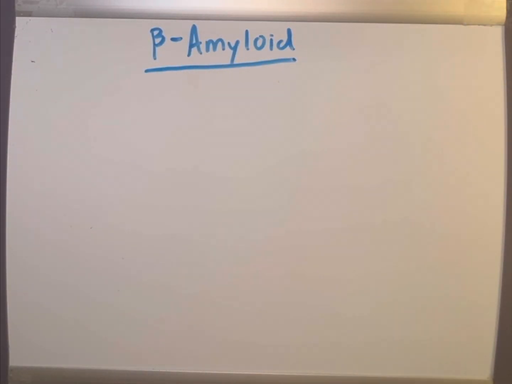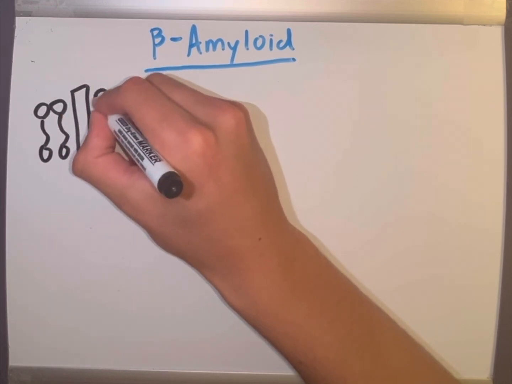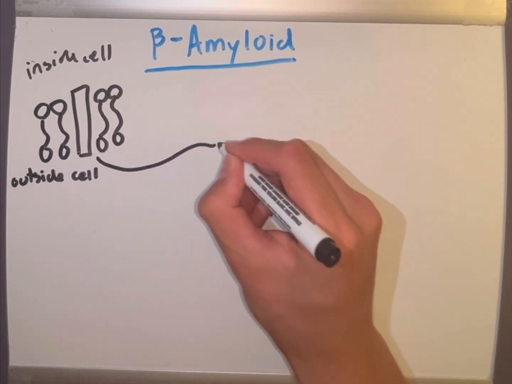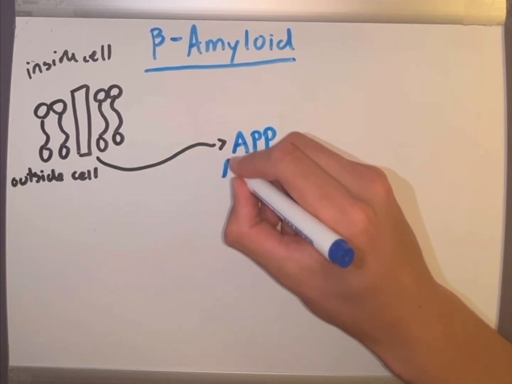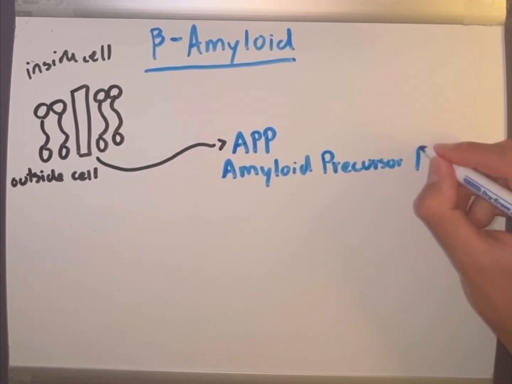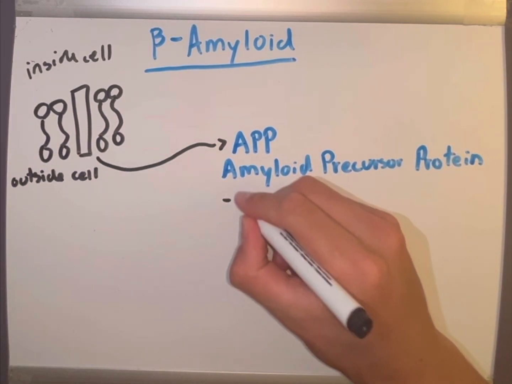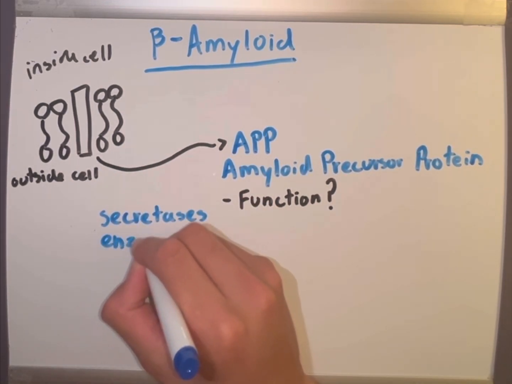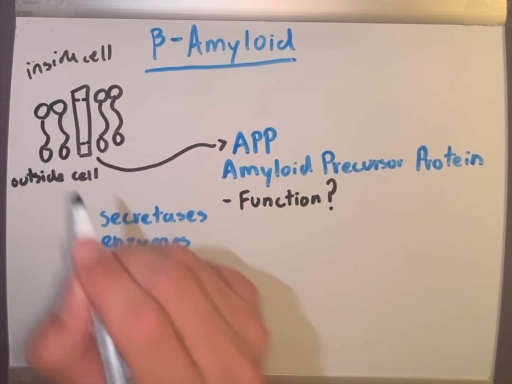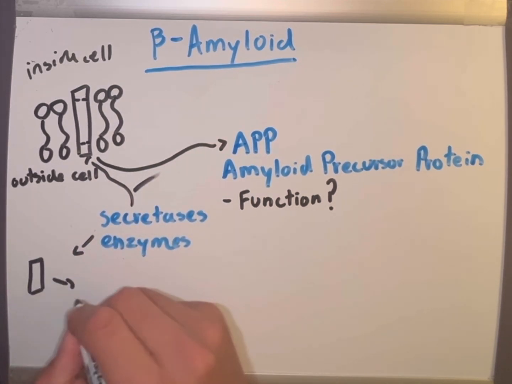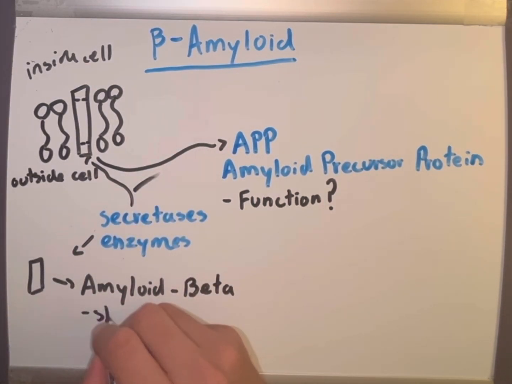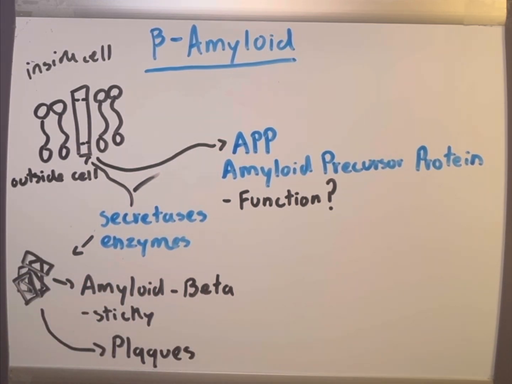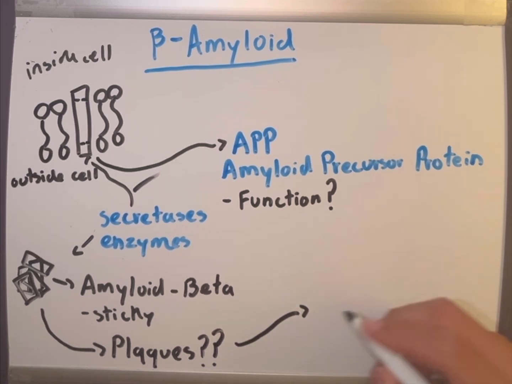Let's start by talking about beta amyloid. So everything starts with this receptor-like protein found in the cell membrane called the amyloid precursor protein, APP. It's actually one of the most studied proteins in science, but its function still remains unknown. A bunch of enzymes called secretases team up to slice the amyloid precursor protein to create these amyloid beta monomers. These monomers are very sticky and aggregate to form plaques outside the cells and affect cell to cell communication.